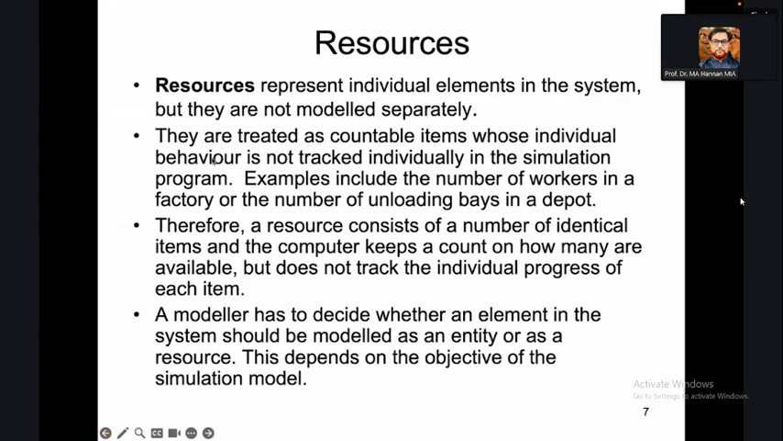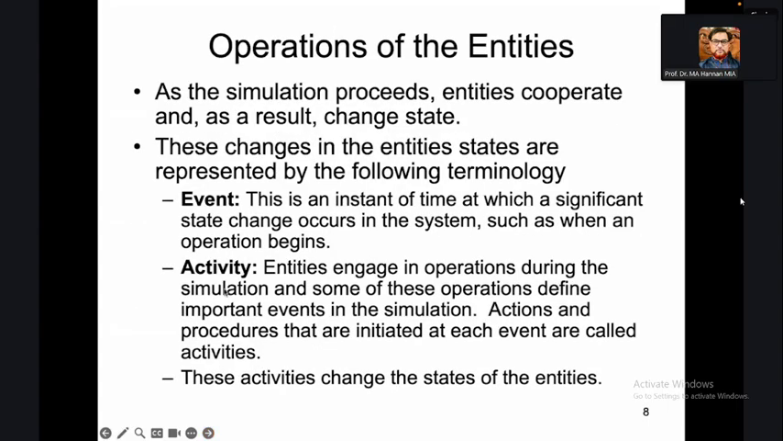Okay. If you can remember the concept of operation of the entities, we talked about the resources, and from the resources we said there are events and activities. Okay. So any entity, like the booking clerk here in this example, is accompanied by an event and activity. So an event is an instant of time at which a significant state change occurs in the system, such as when an operation began.